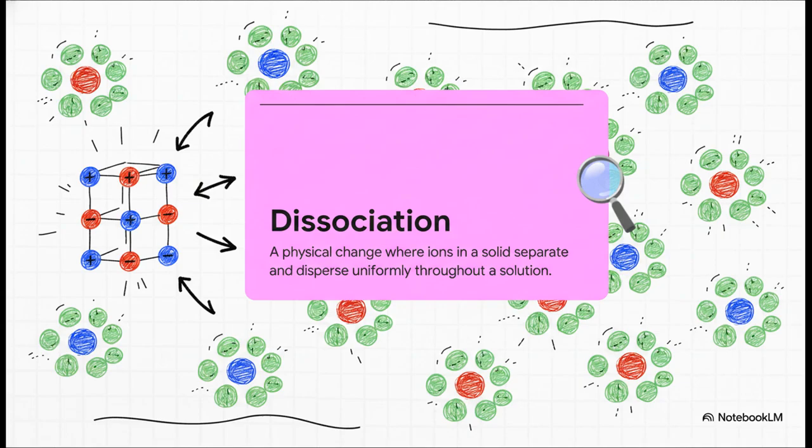Let's look a bit closer at dissociation, because this is absolutely the primary mechanic for strong ionic electrolytes like salts. Dissociation is purely a physical separation. The ions in the solid structure are forcefully separated and dispersed because the solvent molecules literally surround and isolate them. They basically neutralize that strong electrostatic glue that was holding the solid together.